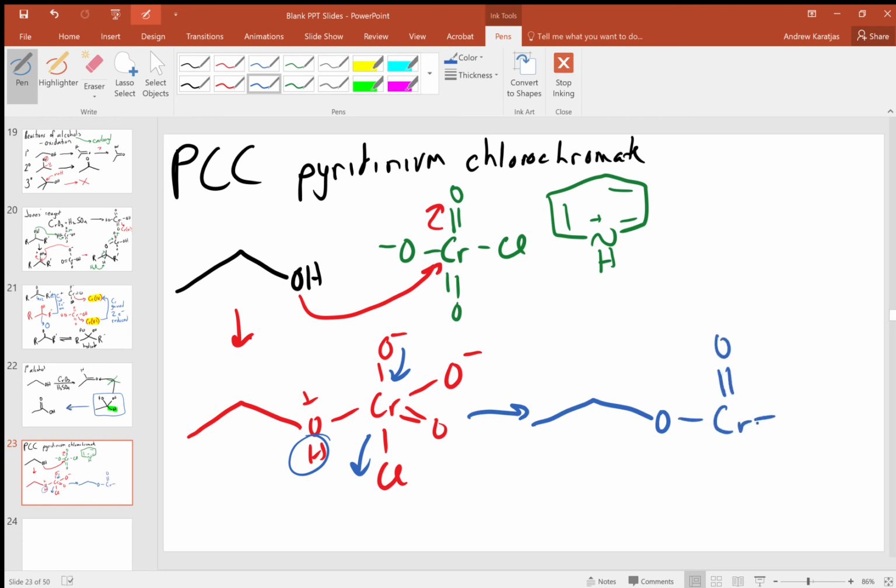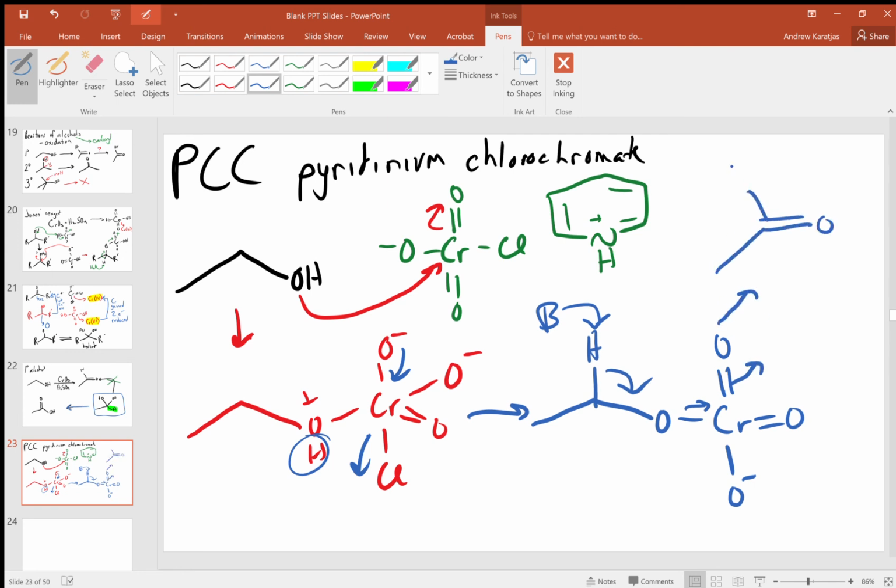And again, in a species that's very, very similar to what we saw in the Jones oxidation, we've put a group onto oxygen that can function as a leaving group. Again, we don't need much of a base here at all, but anything that can function as a base can remove this hydrogen and kick out the chromium. And just like with the Jones oxidation, that gets us to the aldehyde. But in this case, the reaction's actually done.